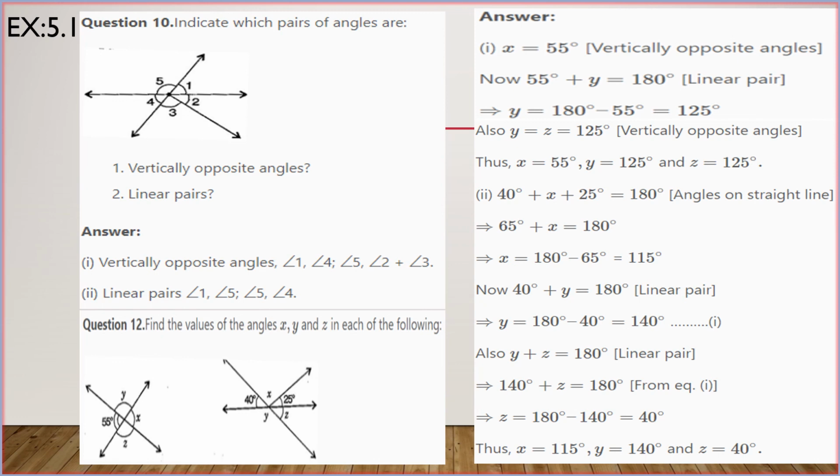Also, y plus z is equal to 180 because they are also linear pair. You know that y is equal to 140, therefore z is equal to 180 minus 140, that is 40 degree. Thus, we can see that x is equal to 115, y is equal to 140 degree and z is equal to 40 degree.